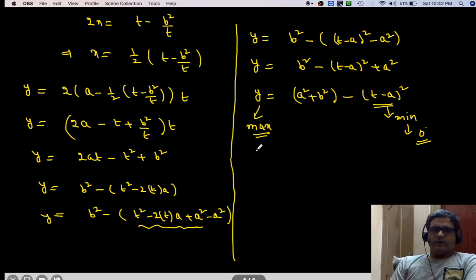Therefore y maximum is equal to a² + b². That implies y is always less than or equal to a² + b². That is, the maximum value of y is a² + b². This is the solution.